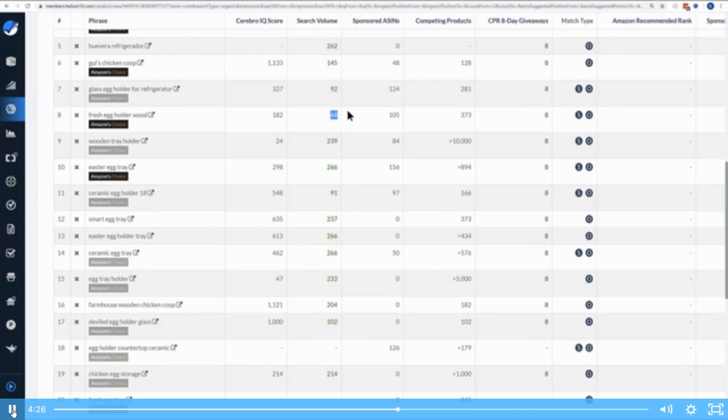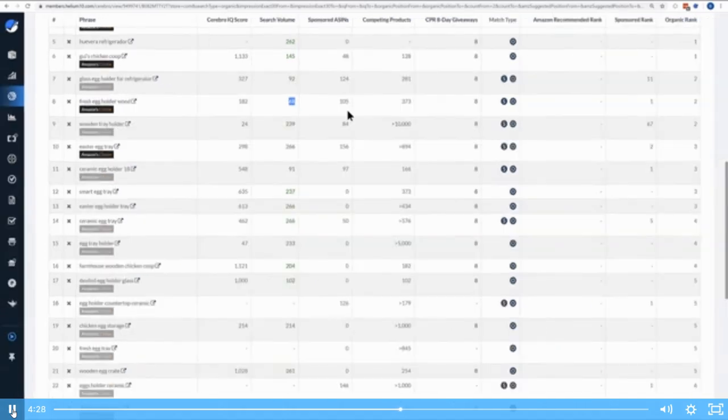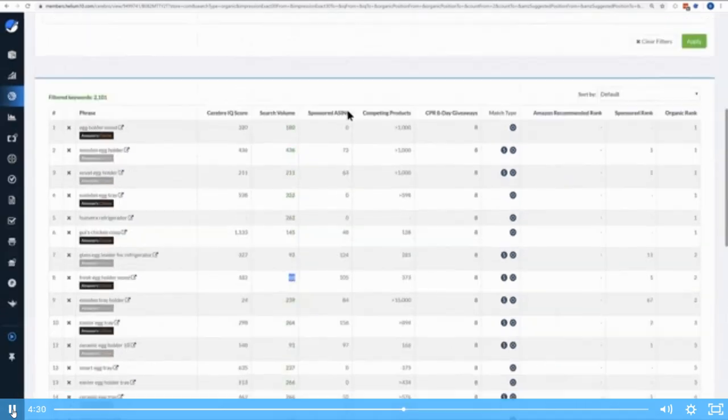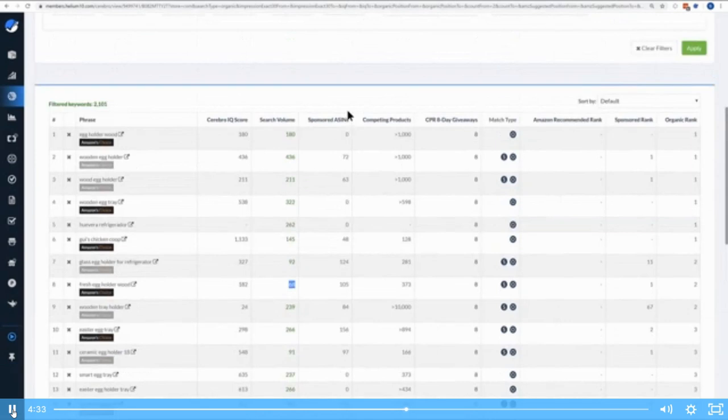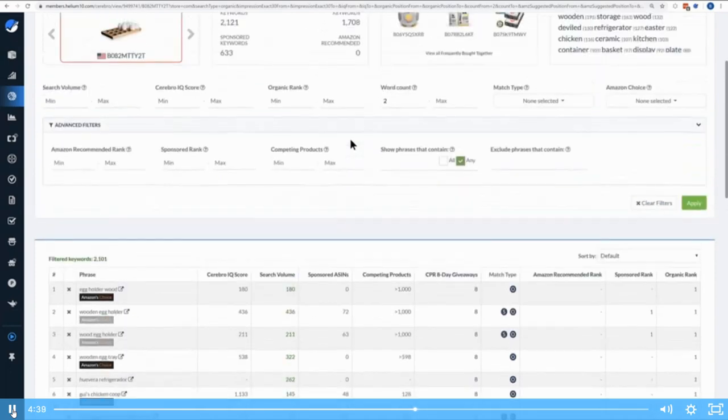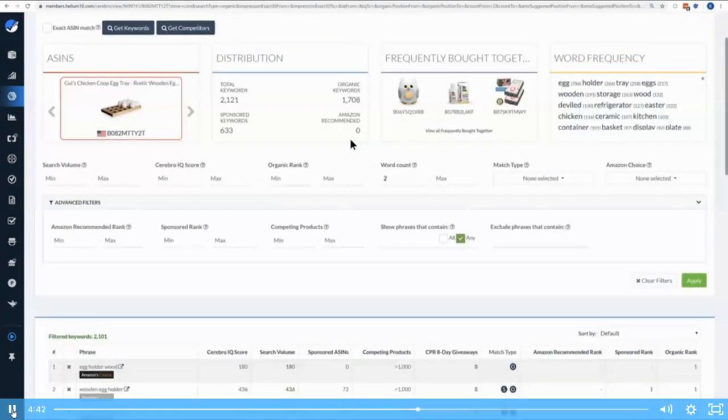So again, do not think that search volume is the most important thing in the world. Relevance is very important, but at the same time, use the search volume numbers that you see here in Cerebro, in Black Box, and in Magnet, to prioritize and have an idea of which keywords you should be focusing on, and which keywords more people are using on a daily basis to find a similar product as you. So again, make sure to use this search volume here.